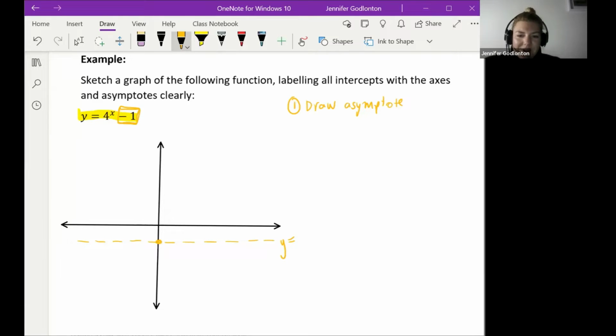Okay, so my asymptote is y equals -1, and so we're going to draw that in. Okay, that's our asymptote. That's step 1.